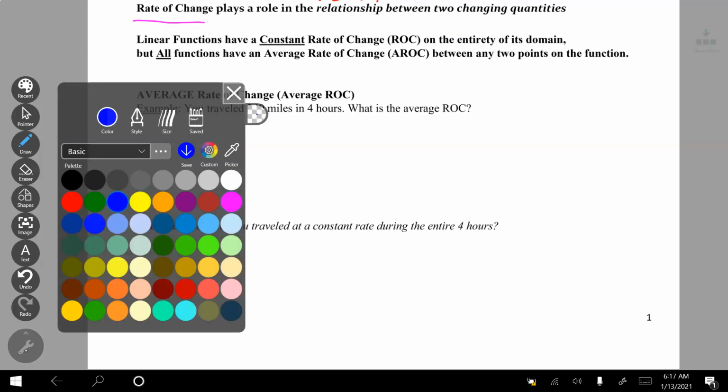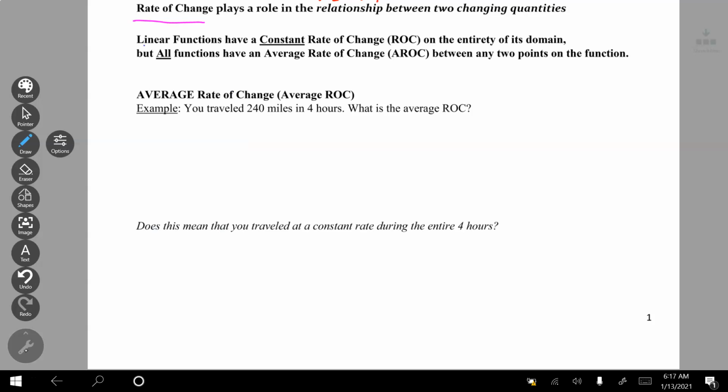So linear functions have a constant rate of change, what we call slope, for the entire function. So if a line has a slope of 2, the slope is 2 everywhere. It will never change. Whatever it is between any 2 points, it's the same between all 2 points. But all functions can have an average rate of change between any 2 points on a graph.